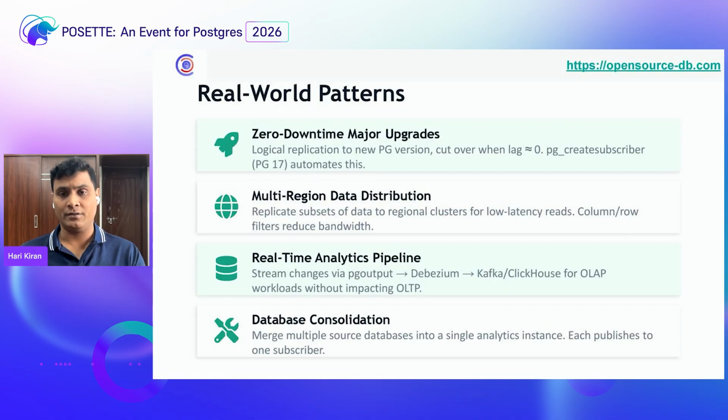Multi-region data distribution, right? It can replicate subsets of your data to regional clusters. And the real-time analytics pipeline, we talked about the CDC ecosystem, right? From your OLTP systems through Debezium, Kafka, to ClickHouse, right? Now, database consolidation is an inverse pattern. Multiple source databases, each publishing to a single subscriber for centralized reporting and analytics, right? So that's one of the important things, I would say.